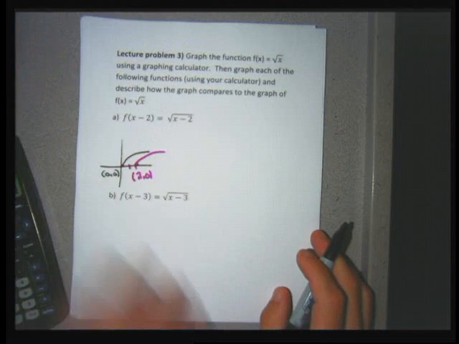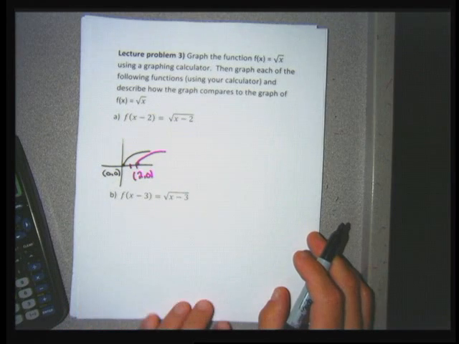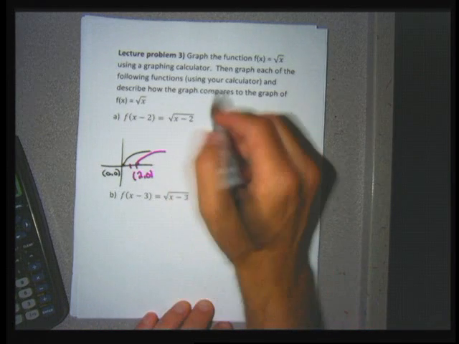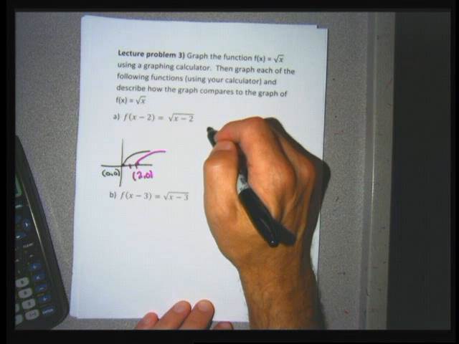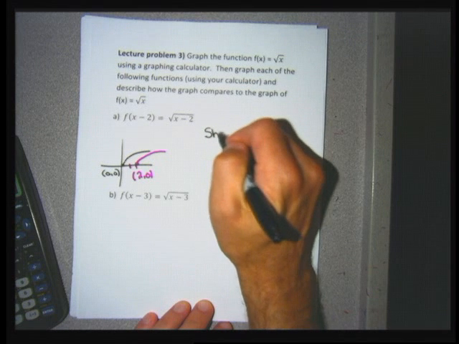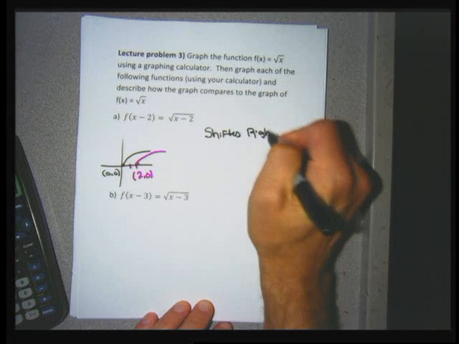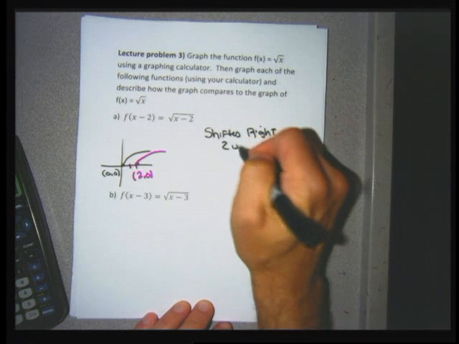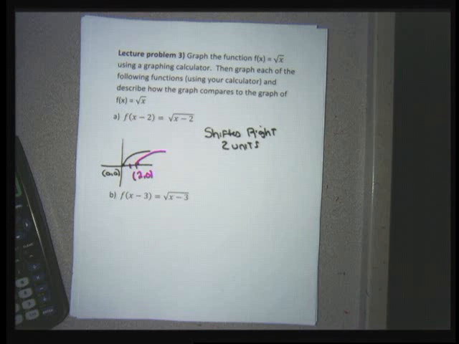And I would say that the new graph is the same as the old graph, but it's shifted to the right 2 units. Usually we get lazy and we just don't say this graph is the same as the other one. We just describe how it's different. And I'm just going to say it's shifted to the right 2 units. And then it's understood that the rest has the same shape as the square root of x.